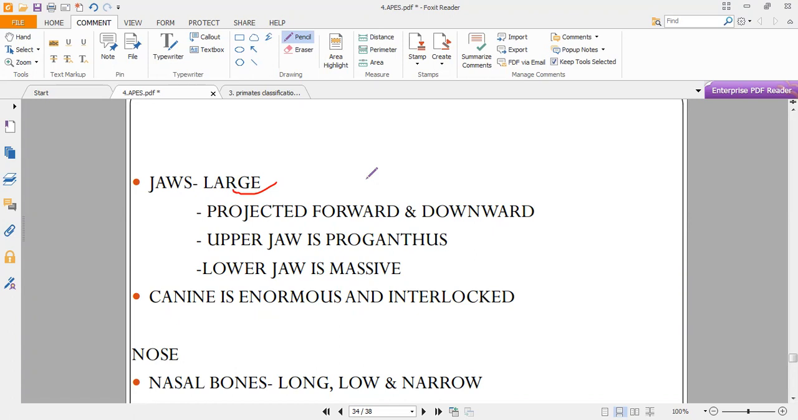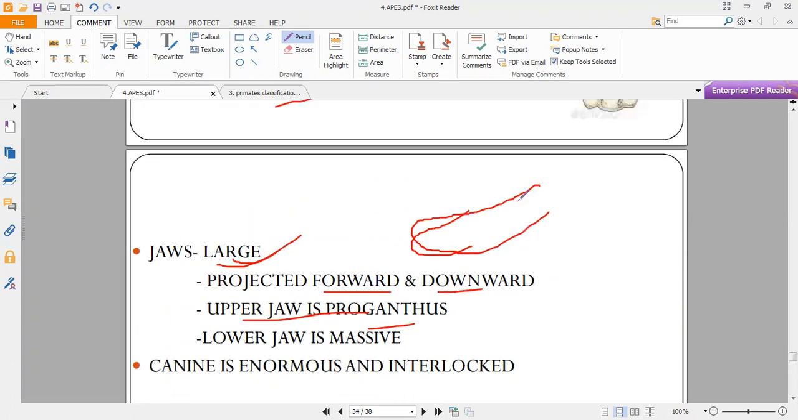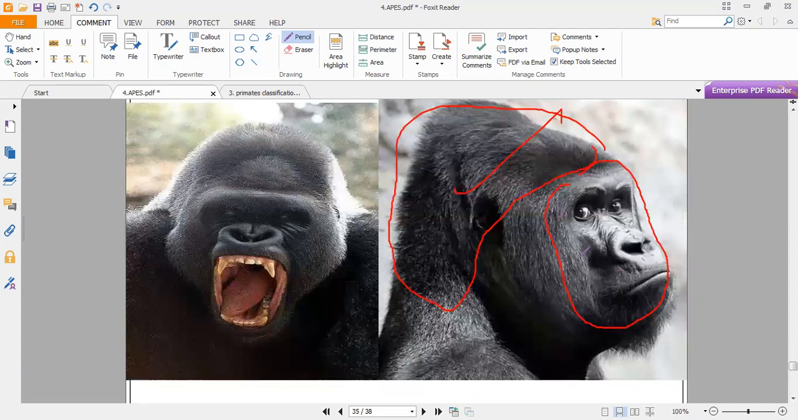It may be raw vegetables. So they need to have a very large jaw. For all the apes, the jaw is projected forward and downward in the front side and again in the down side. Projected forward and downward. Upper jaw is prognathous. Upper jaw means this part is upper jaw. Prognathous means coming outside. This upper jaw is prognathous.